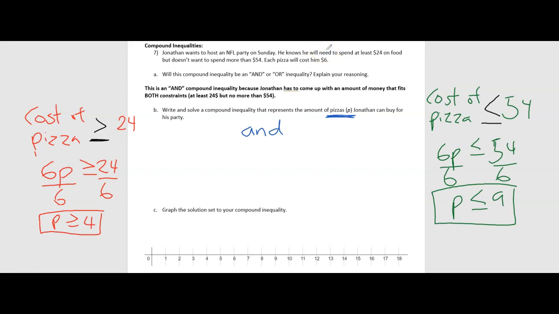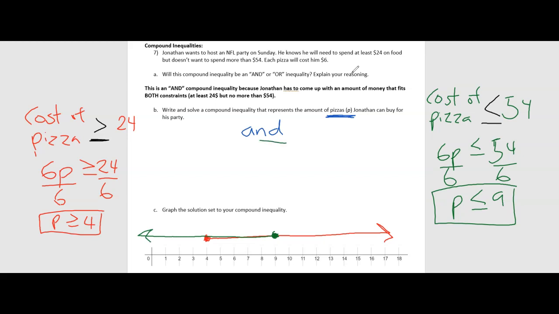So if I graph my red one first, greater than or equal to 4, closed point, and I'm going to the right because these are the numbers that are greater than or equal to 4. And then I graph my green, closed dot at 9 because it's less than or equal to, and I'm going to the left because that's the numbers that are less than or equal to 9.